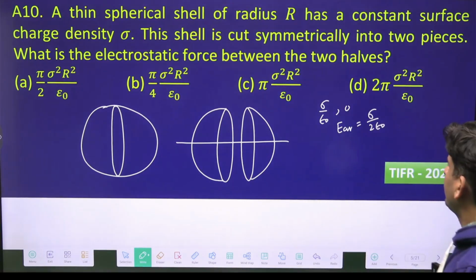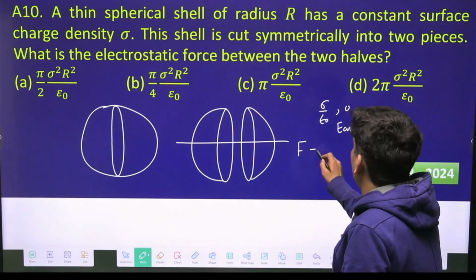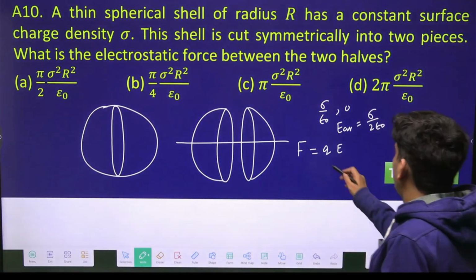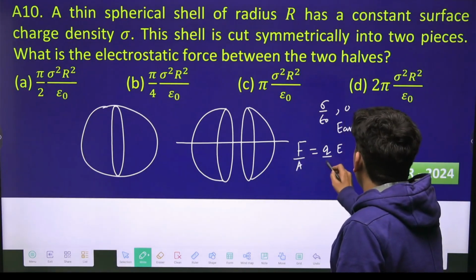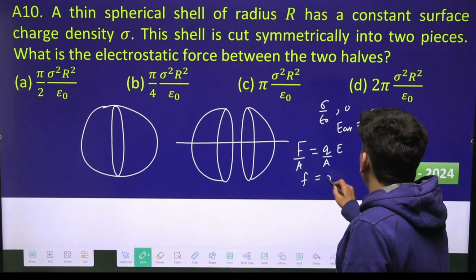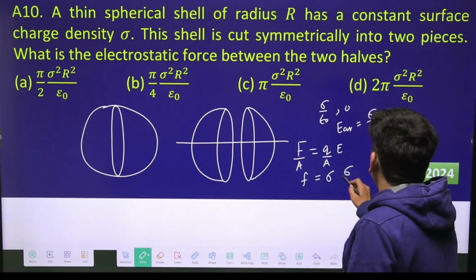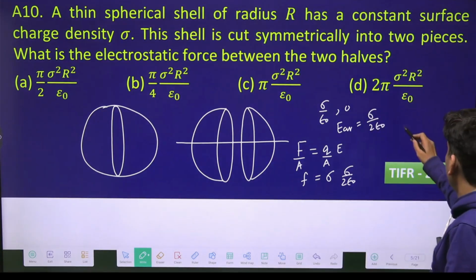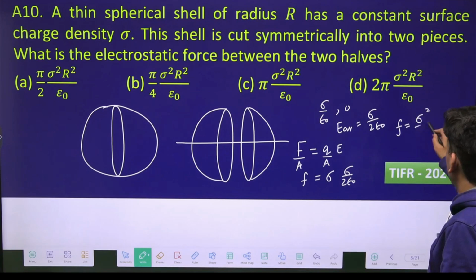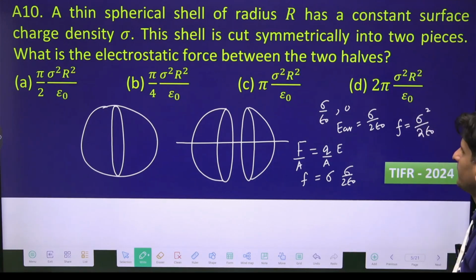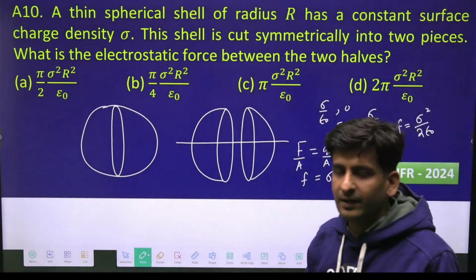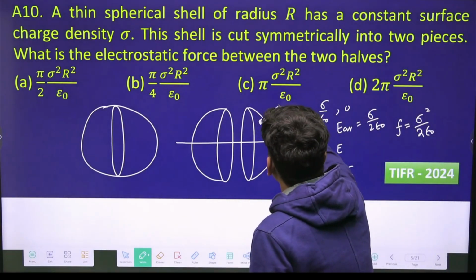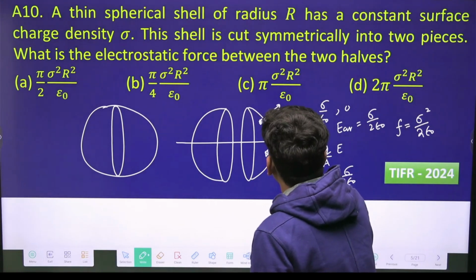Now the force will be equal to Q into E. Force per unit area will be equal to sigma into this electric field, sigma by 2 epsilon naught. So force per unit area will be sigma square by 2 epsilon naught. This is force per unit area, but we want the electrostatic force. The force will be in this direction here, and in this direction here.